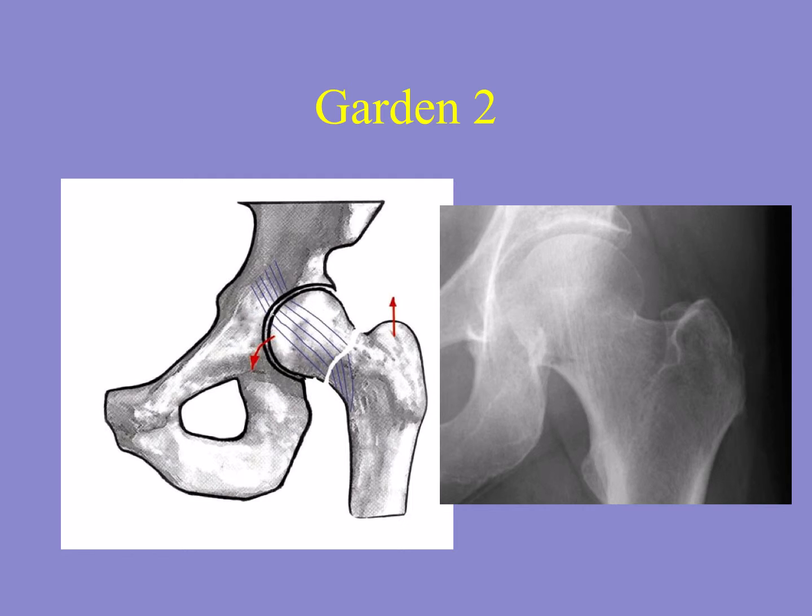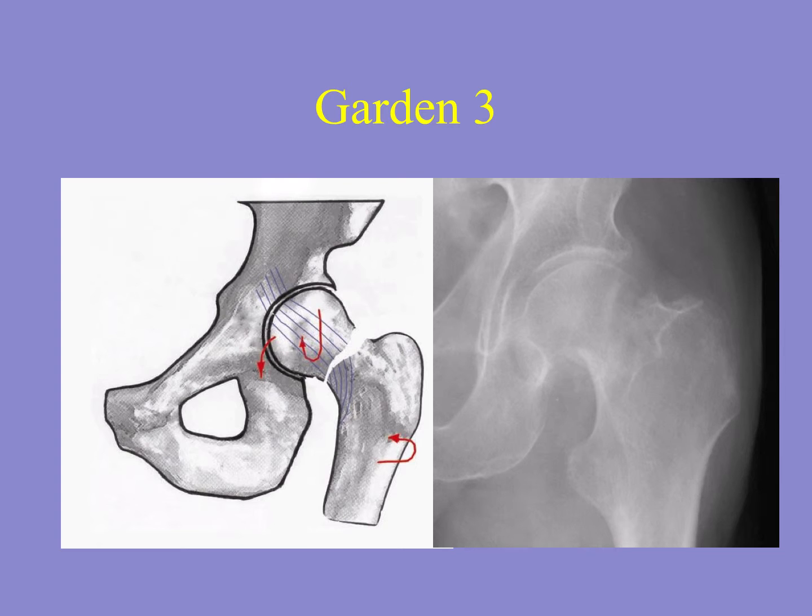In the Garden 2 type fracture, which is also an undisplaced fracture, the fracture is clearly complete and the medial cortex is also broken. However, we expect that the capsule has not been torn, and this is the reason why the head is sitting in the anatomical position with no evidence of rotation. This means that the blood supply can be expected to be still intact.